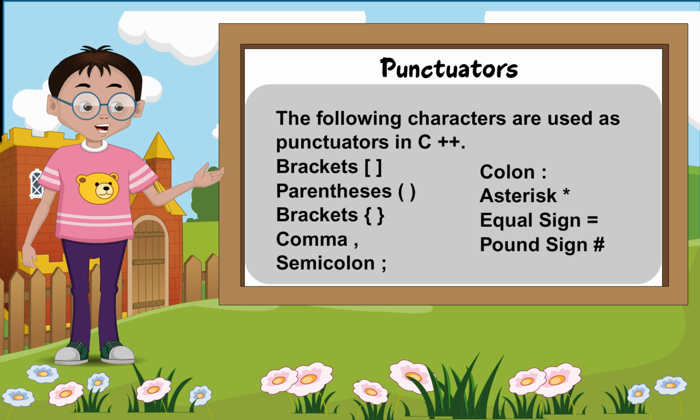Punctuators. The following characters are used as punctuators in C++: bracket, parenthesis, bracket, comma, semicolon, colon, asterisk, equal sign, pound sign.